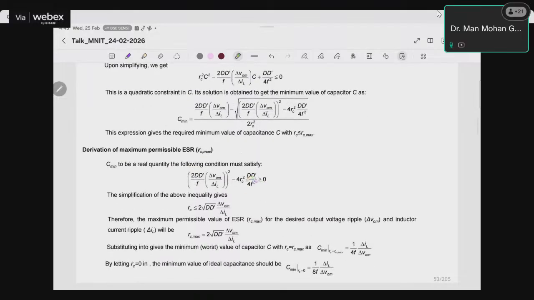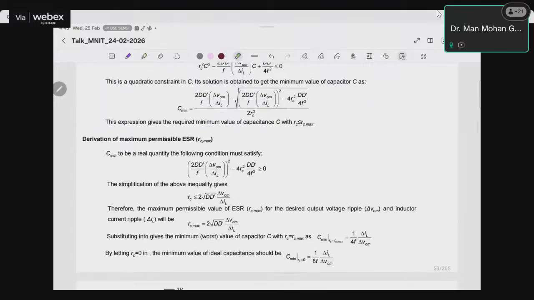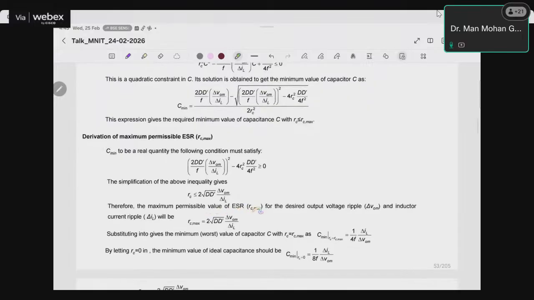Now if we simplify this, then we get the value of RC should be less than or equal to 2 square root d dash del VOM upon del IL. Therefore, the maximum permissible value of RC for the desired ripple, what is the meaning of this? That RC should be less than this. It means what can be the maximum value, which is equal. So if I take this equal from here, then that becomes the maximum value.